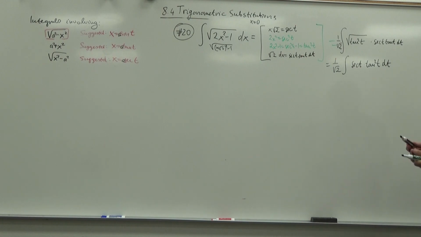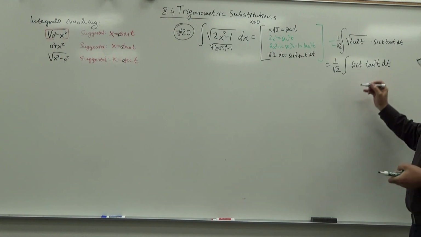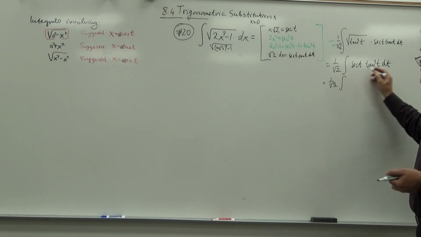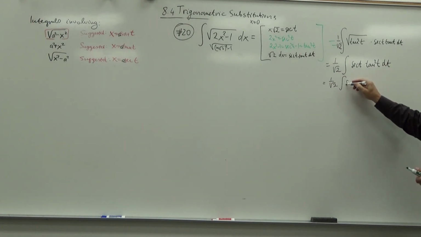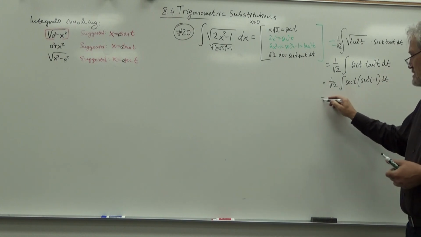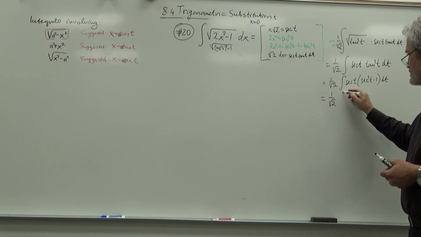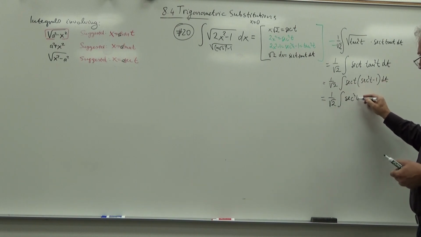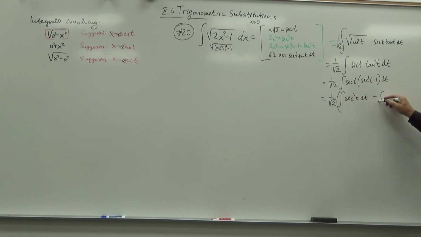One of the ways to solve this is the following. Let's trade tan squared for secant squared minus 1. So this will be secant t times secant squared t minus 1 dt. So we get 1 over root 2 integral. I'll distribute here: secant cube t dt minus integral of secant t dt.